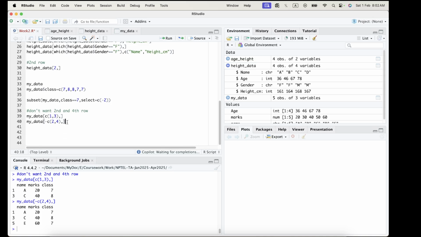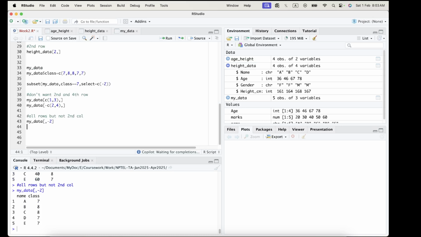Alright, similarly, if I just want all the rows but not the second column, I'm going to give my data, comma, for all rows, not the second column, so -2. Is it okay? Do you have any doubts? Please let me know.